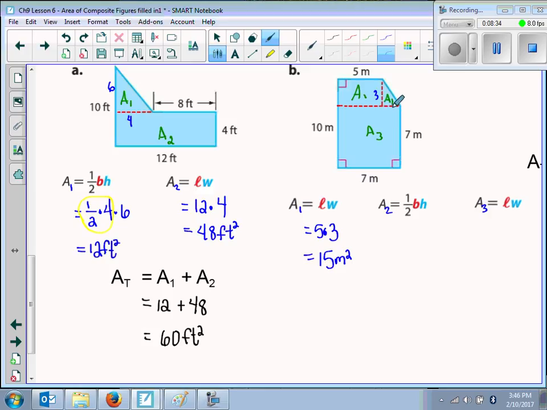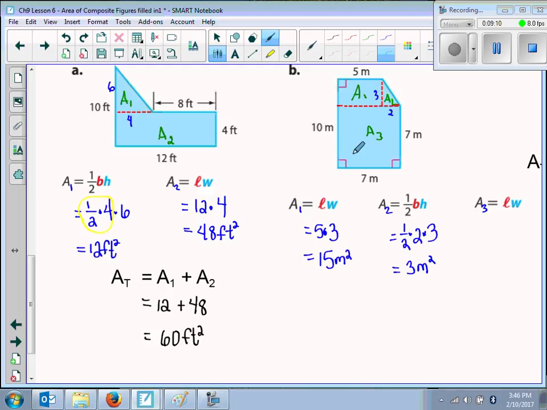Yes. That's 7 minus 5. Very good. 7 minus 5, so that's going to be 2. Got it? So we've got 1/2 times the base, which is 2, times the height, which is 3. So when we simplify, we can do 1/2 of 2, which is 1, and then 1 times 3 is 3. So that's 3 meters squared.